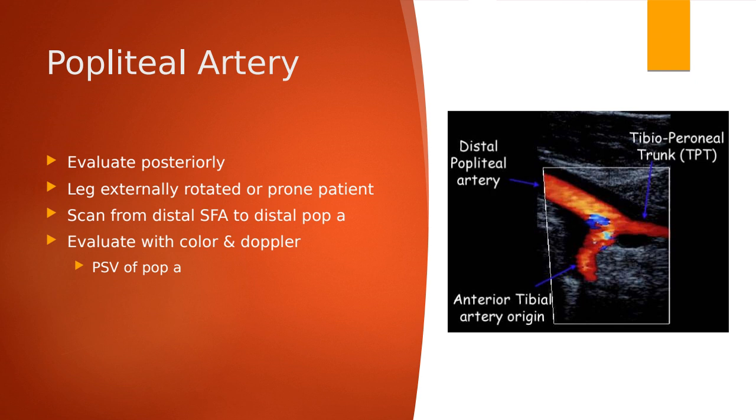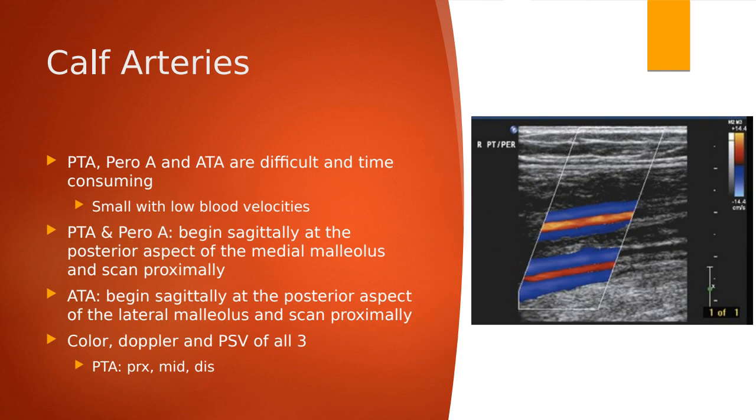So in this picture, we have our distal pop artery. We see our ATA coming off first. This is our tibioperoneal trunk, and somewhere in this region, we would see our peroneal artery and our posterior tibial artery come off that little trunk region. And same thing, color, Dopplering, getting a peak systolic of all those segments.